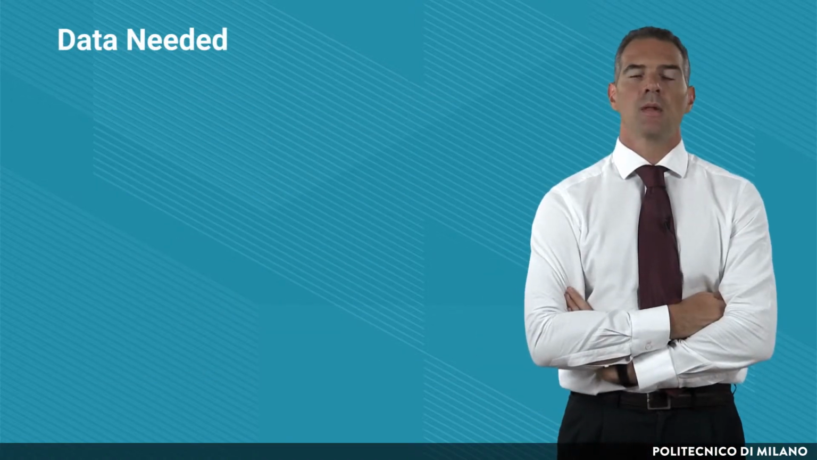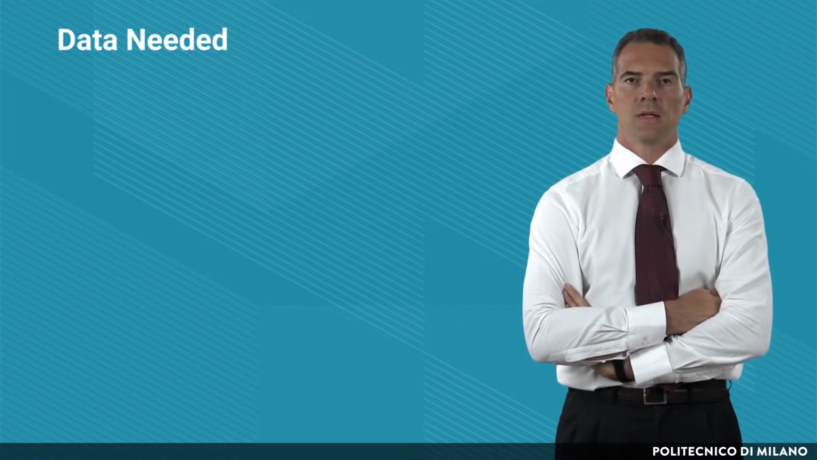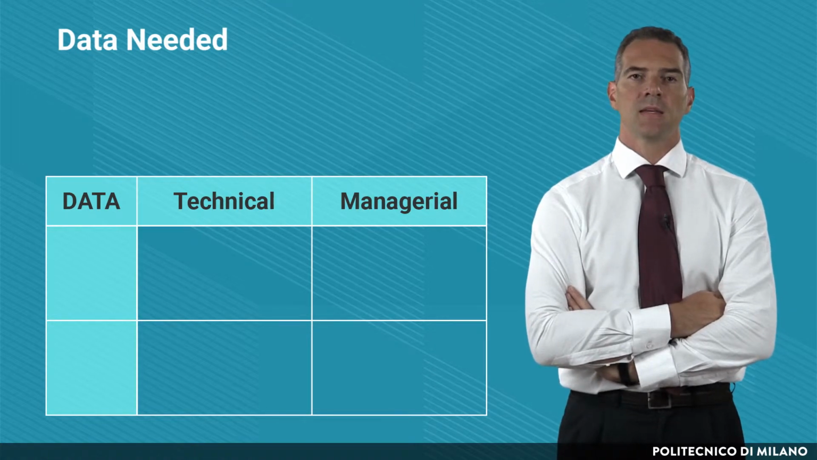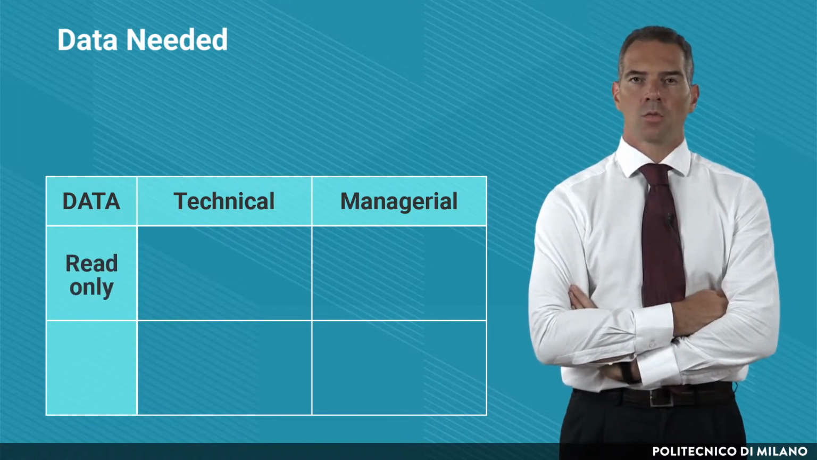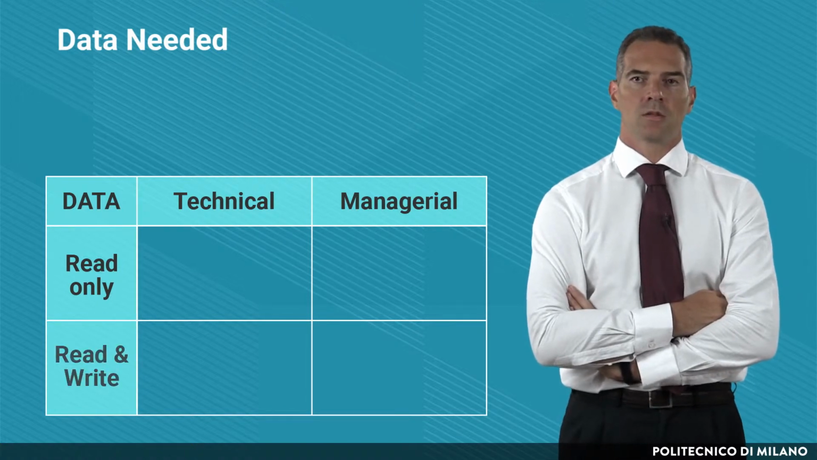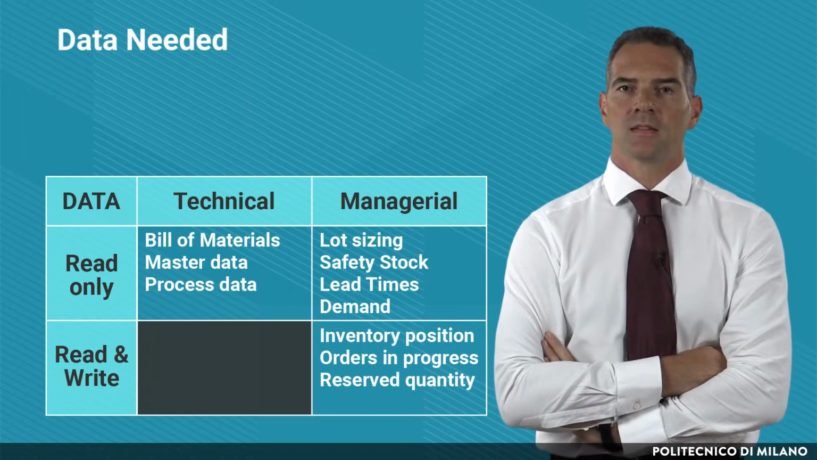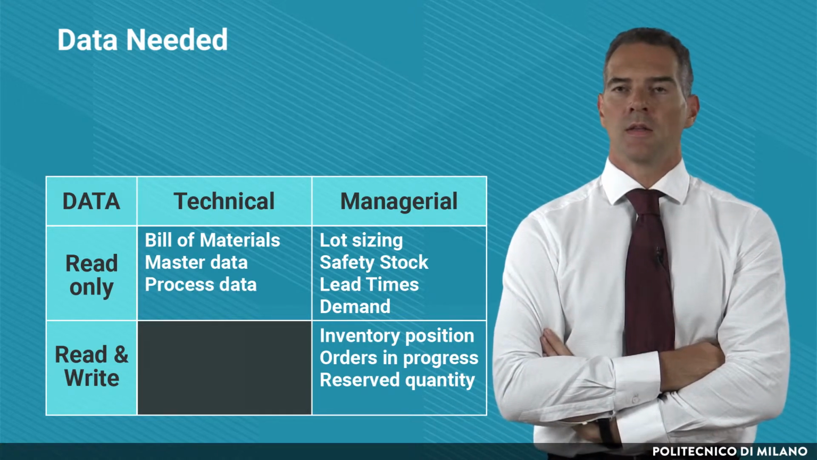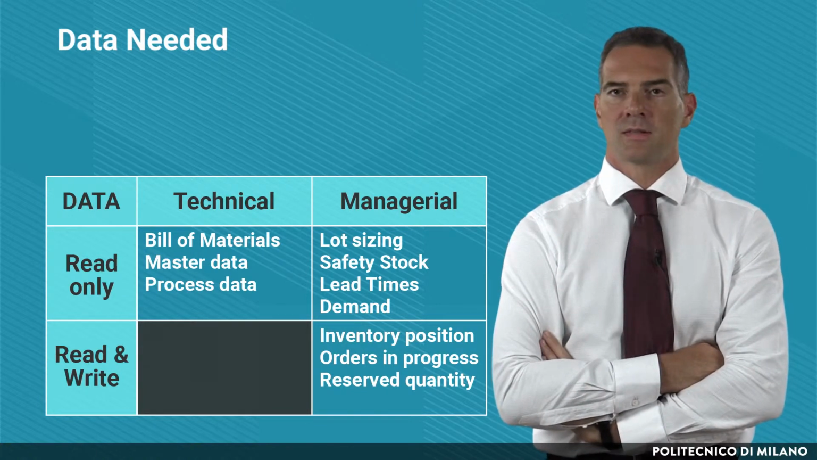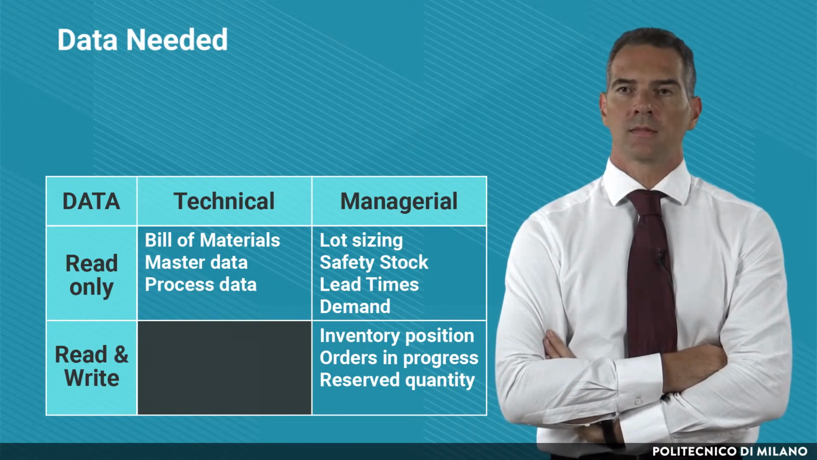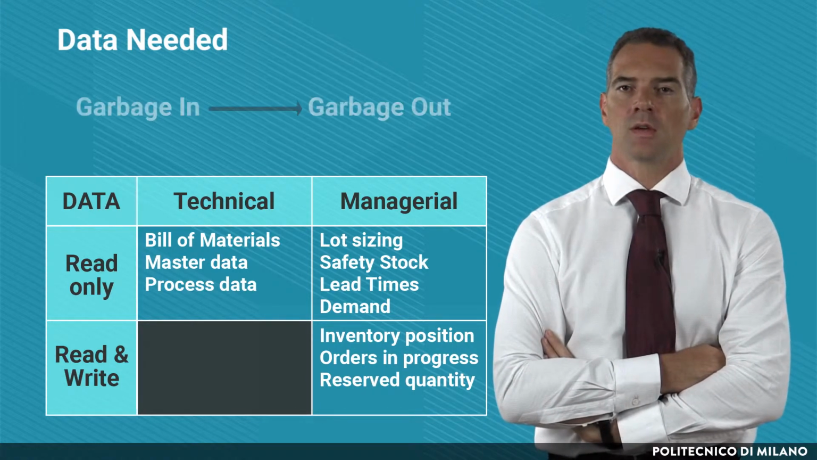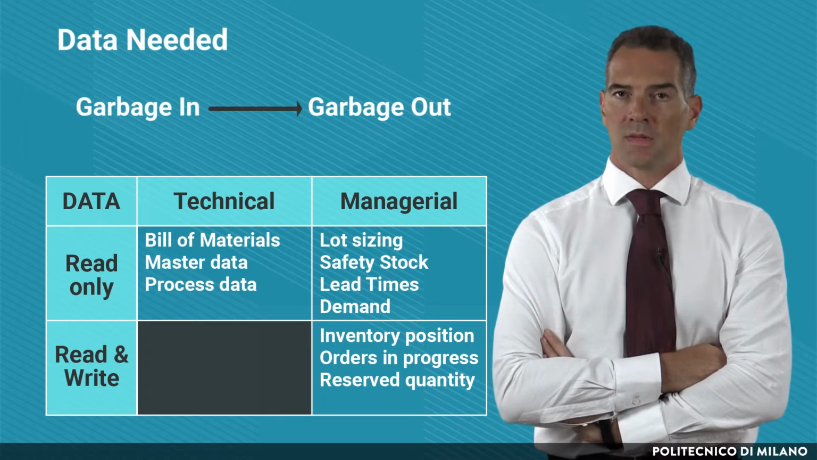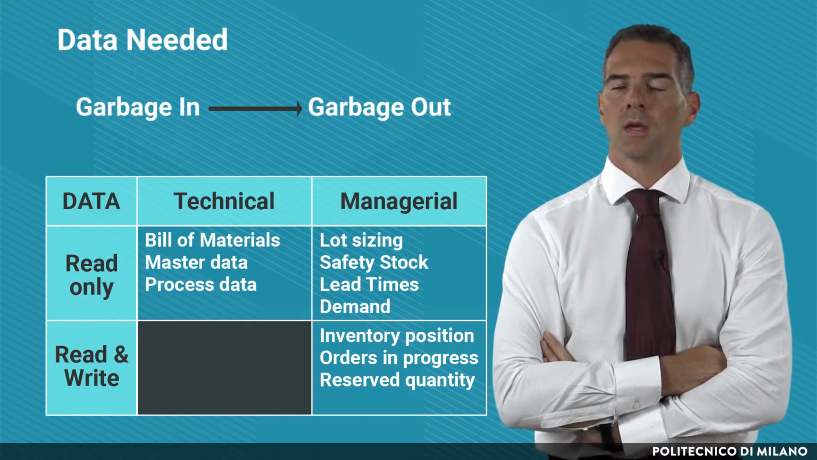As we saw through the example, a lot of data are needed to run the procedure. This data may be coming from the technical domain as well as from the managerial domain, and this data can be just used and read throughout the procedure or can also be updated throughout the procedure. All this data, such as the bill of material, the production lead time, the lot sizing policy, the safety stock, the inventory position, and the orders in progress, just to name a few, have to be correct and have to be updated so as to avoid the garbage in, garbage out problem. In fact, if these data are not accurate, the results of the proposed orders will not be useful in terms of synchronization of production.